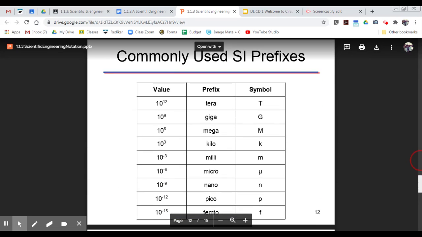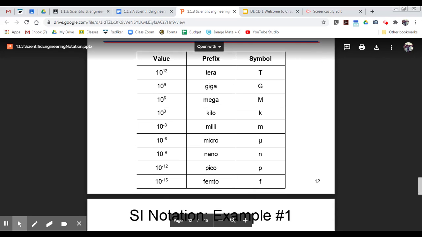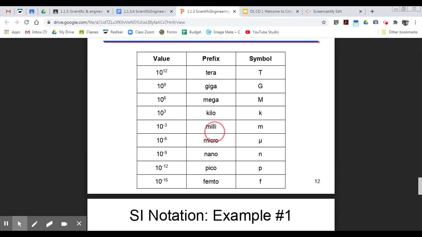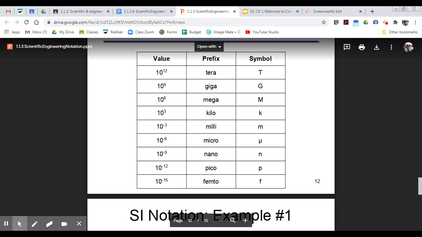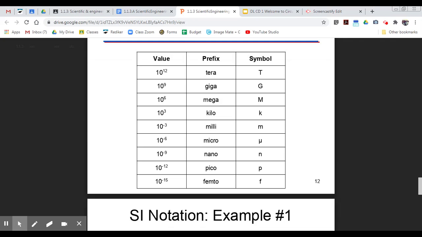SI prefix. In other words, the metric system. Now, this does not say 10 to the 0 because there is no prefix for if you're just multiplying something times 1. You don't write that. You would write 3 meters or 3 seconds or whatever it was.